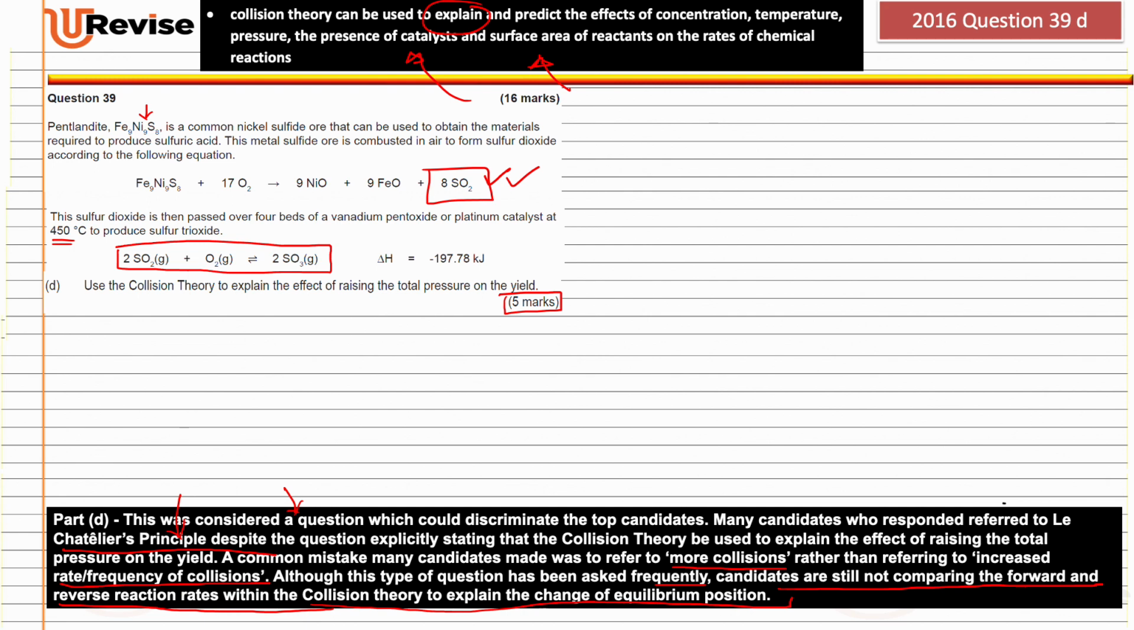Some students focused on the collision theory. Now, even when you are using the collision theory, you have to compare the frequency of collisions that are occurring on the reactants compared to the products. If the frequency of collisions is greater on the reactants than products, then yield is going to increase. And if frequency of collisions is greater on the products than reactants, it means there are more reactants forming, so yield is going to go down.